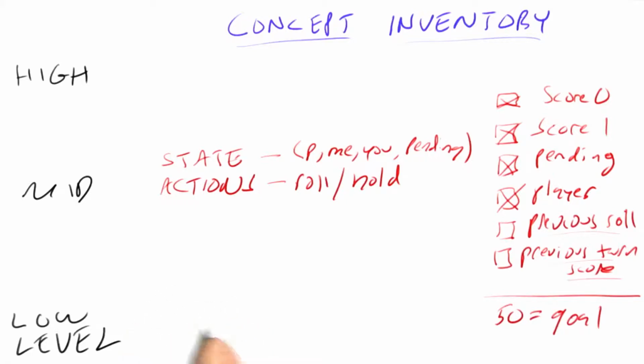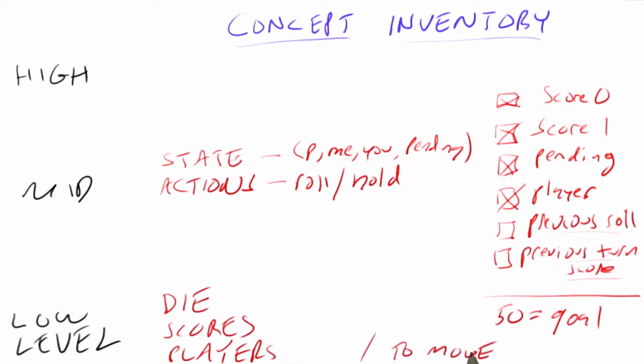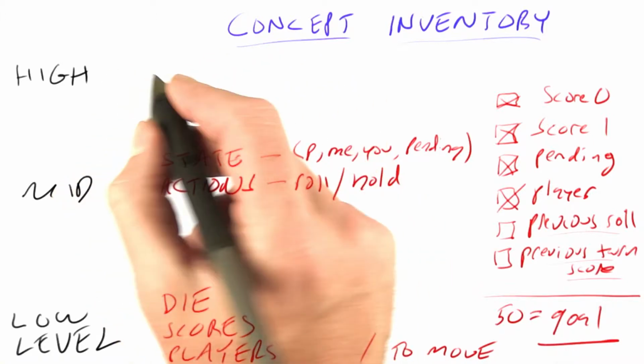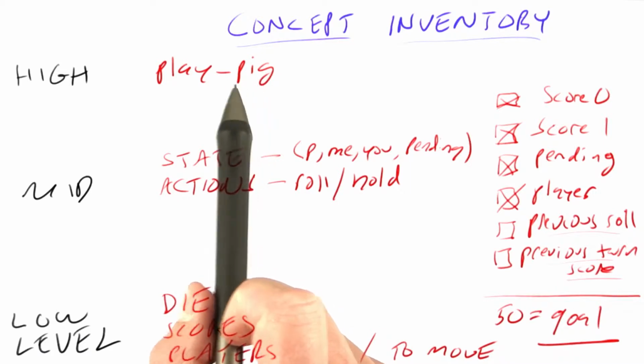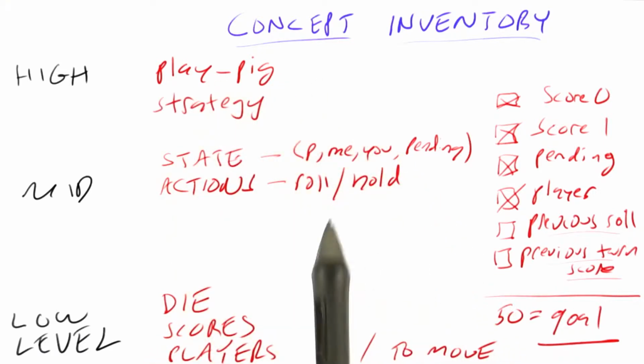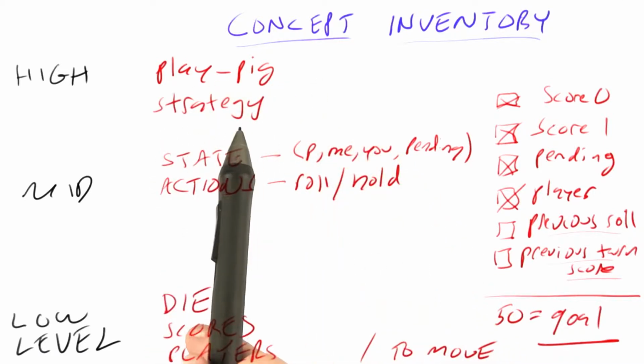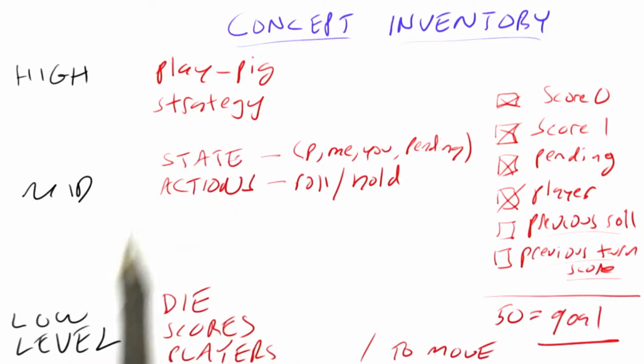At the low level, I count as low level things like the roll of a dice, the implementation of scores, the implementation of the players and of the player to move, the goal. So these are all things that we're going to have to represent. And then at the high level, I'm going to have a function playPig that plays a game between two players. And I have the notion of a strategy that a player is taking in order to play the game.